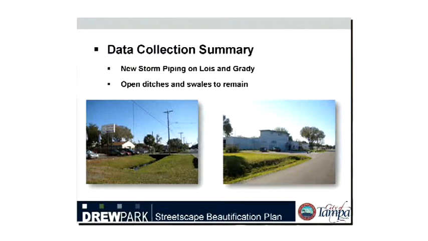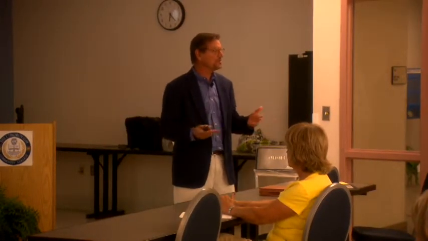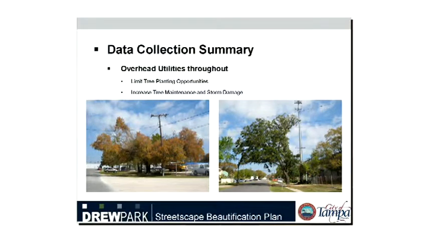As we just talked about, there are plans for the new storm piping that will be along Lois and proposed along Grady. But throughout the rest of the community, the ditches that exist on every street are still planned to remain. The cost associated with making those go away is so prohibitive that at this point we don't see that changing in the near future. So we want to deal with that as part of this plan.